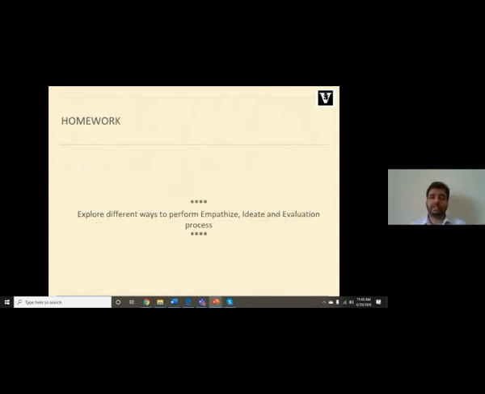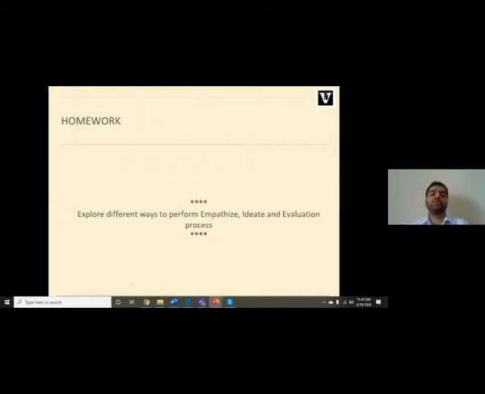There's one homework. The homework is to explore different ways to perform the empathize process, ideation process, and evaluation process. The empathize process will require us to learn different methodologies and methods of data collection. For example, how to conduct interviews, how to observe, what to observe, right? There's a huge literature to help you understand what data I should collect to understand our users and how our users behave in a given scenario.